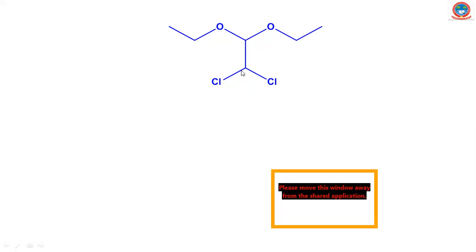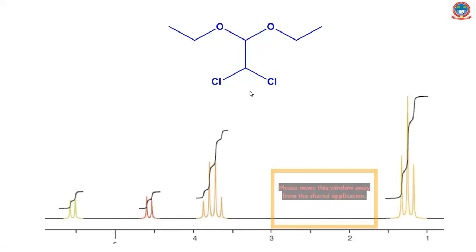Yes, right. This is a doublet, this is a doublet, because this has only one neighboring proton, right? Doublet. It is like this. You see, it is exactly what you were expecting, and we have the same structure.